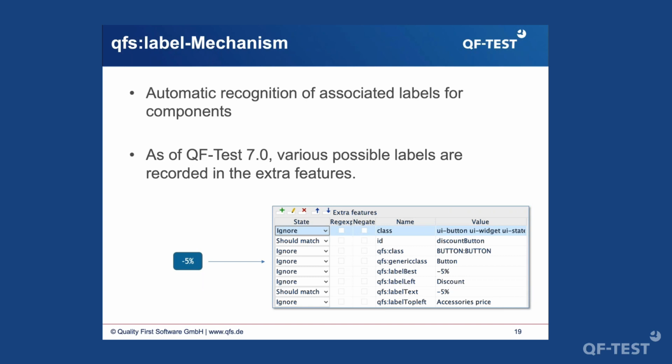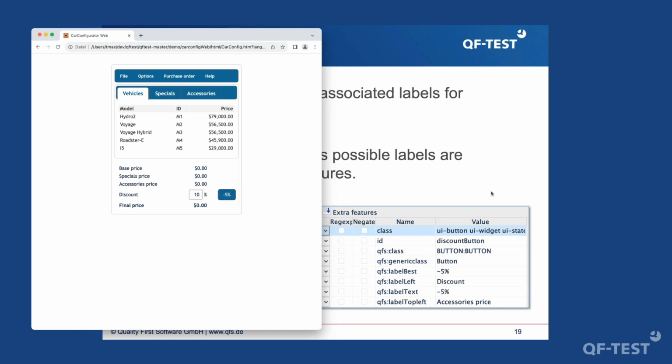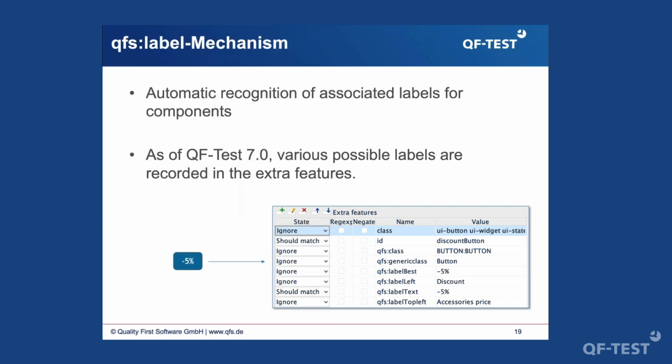So what is this mechanism about? It's basically the automatic recognition of associated labels for components. In this case, down here, we have this -5% button in our application, which is basically just this button here. And for this button, if I simply would record a click with traditional recording, we can see here all the information which gets recorded. We get the class name of the component, the ID which the developer set, also the class which is representing the HTML tag. We get the generic class QFTest is relying on, whether it's a button, a text field, a combo box, whatever.